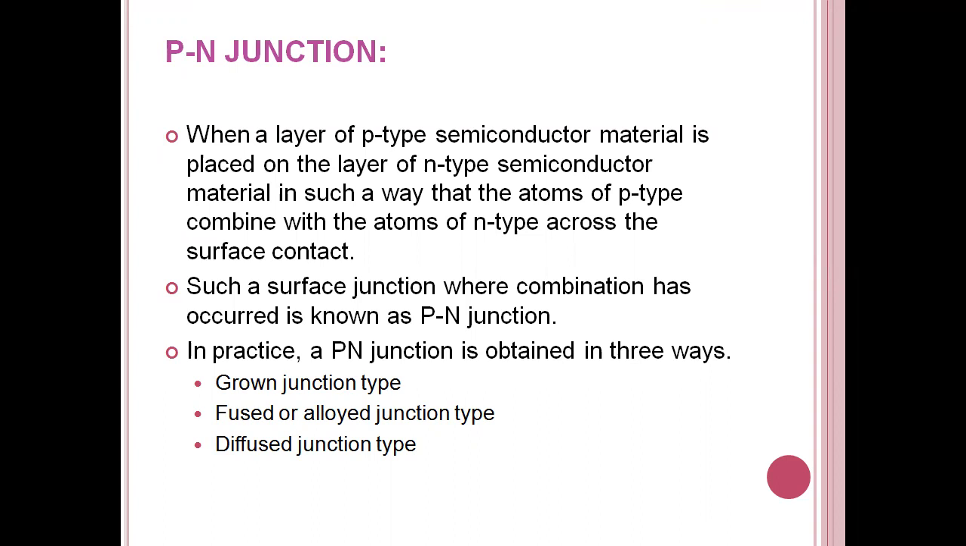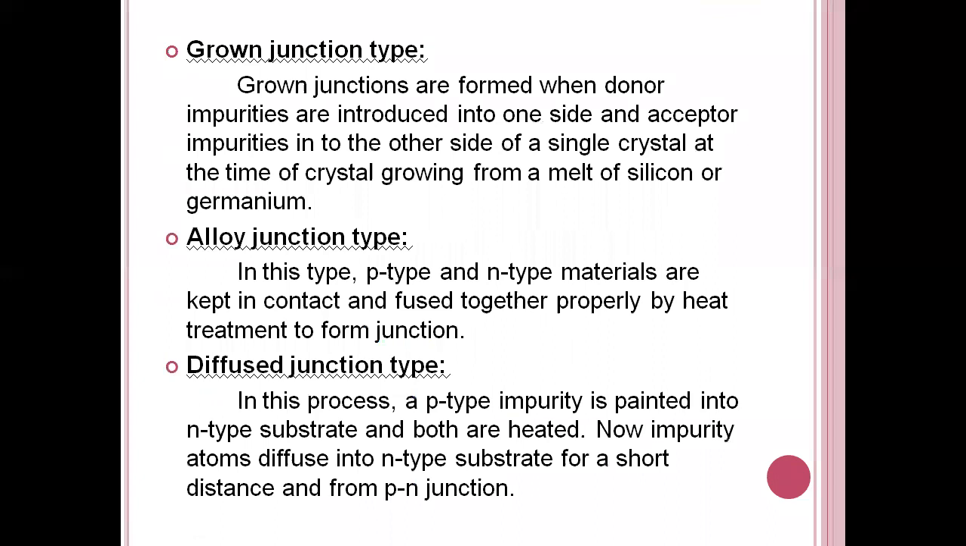In practice, we can obtain a P-N junction in three different ways: the grown junction method, the fused junction method, and the diffused junction method. First of all, the grown junction method. In the grown junction method, we do the complete process during the growing process of the crystal.